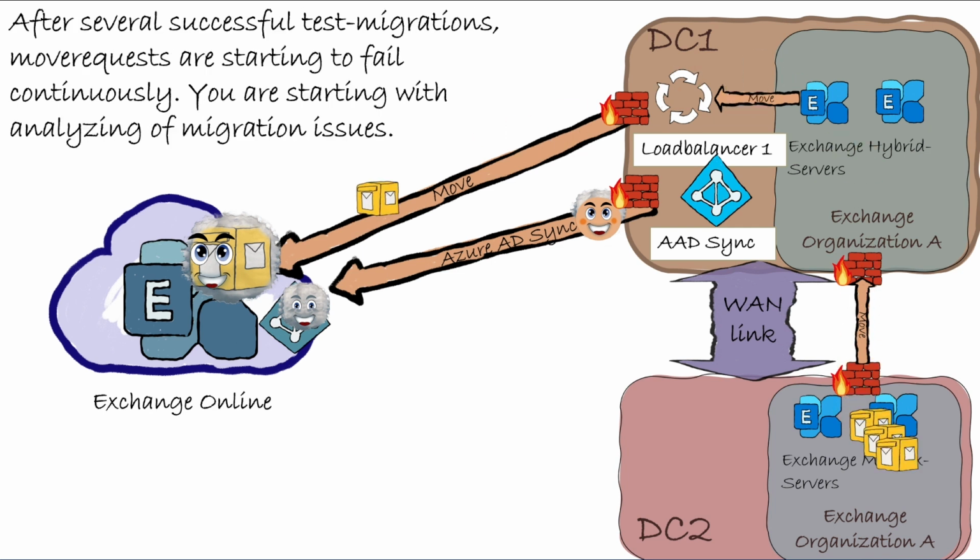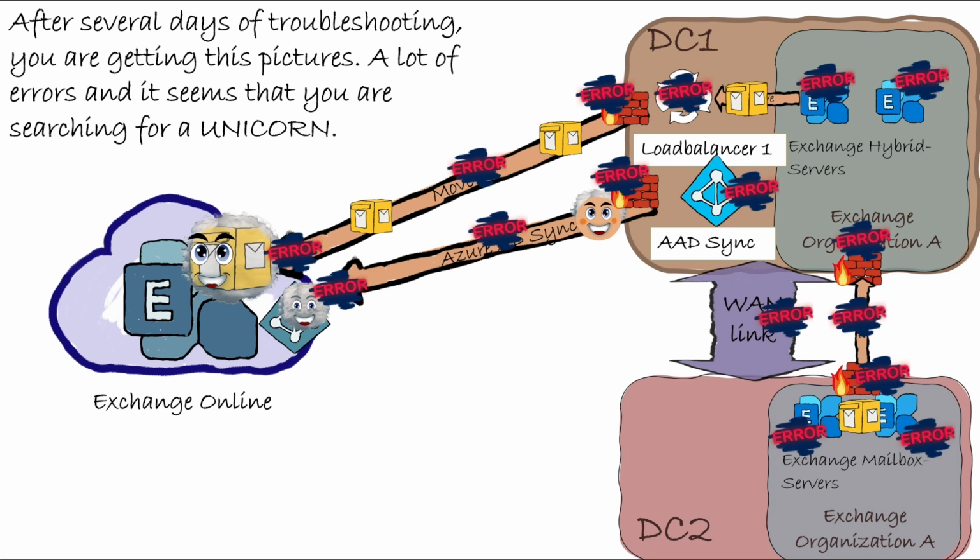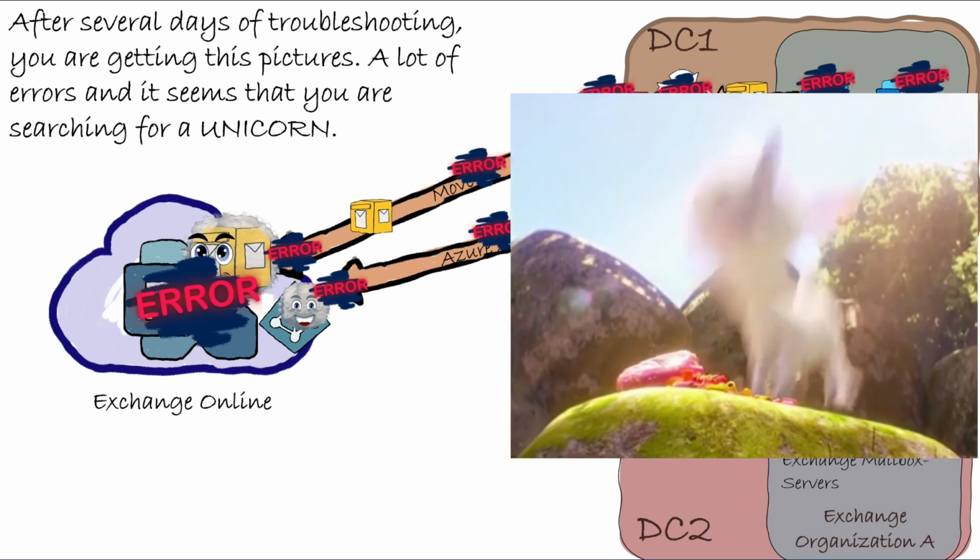After several successful test migrations, move requests are starting to fail continuously. You are starting with analyzing of migration issues. Failures and errors are getting more and more. After several days of troubleshooting, you are getting this picture. It seems that all infrastructure components are causing failures and the whole environment is getting to collapse. It seems that you are hunting a unicorn.